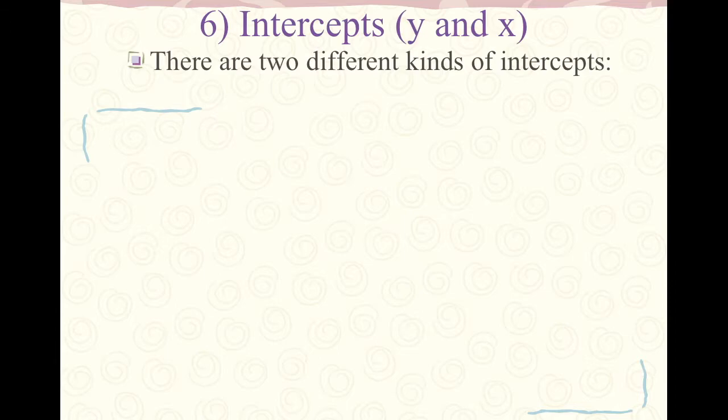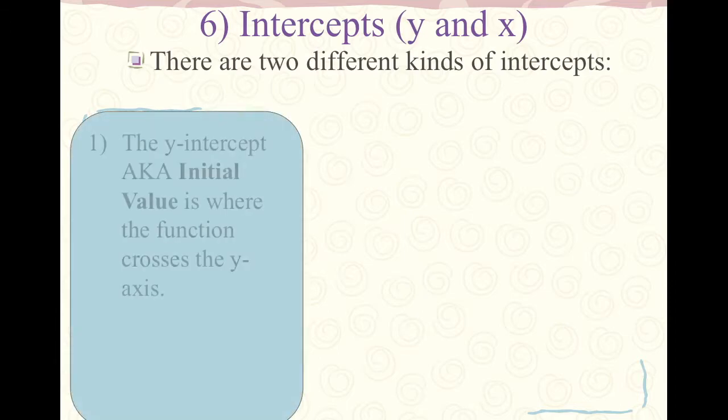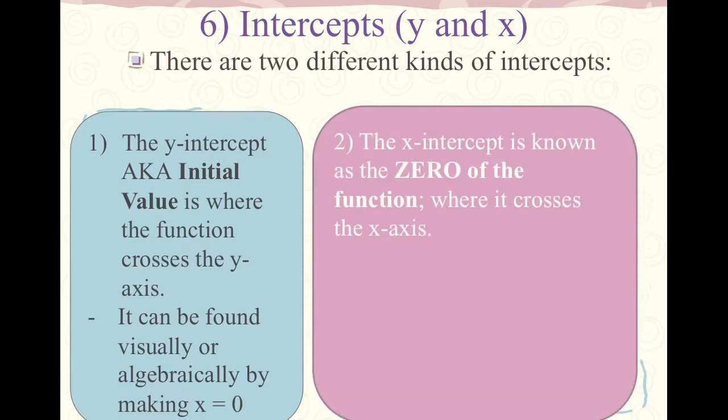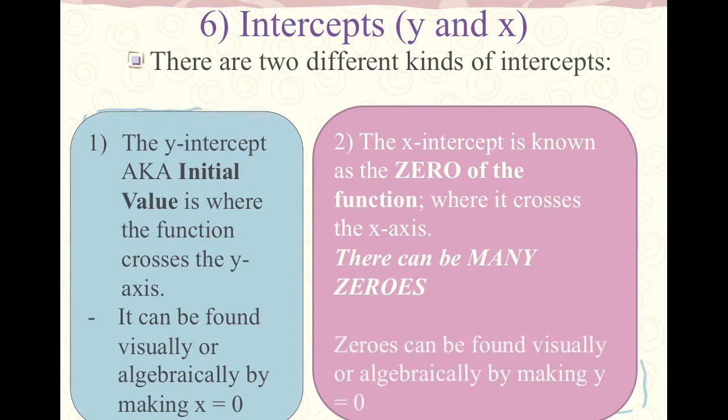Now, finally, the intercepts. You already really know one of them, but we'll talk about both. There are 2 different kinds of intercepts. The first one you should be very familiar with is the y-intercept, or the initial value, where the function crosses the y-axis. It can be found visually just by looking at the graph, or you can find it algebraically by making x equal to 0 in whatever function rule you're given. Then you have what's called the x-intercept, or the 0 of the function. When I ask you for the 0 or the zeros, it's where it crosses the x-axis. There can be many zeros. In a function, there's usually one initial value, but there are many zeros.